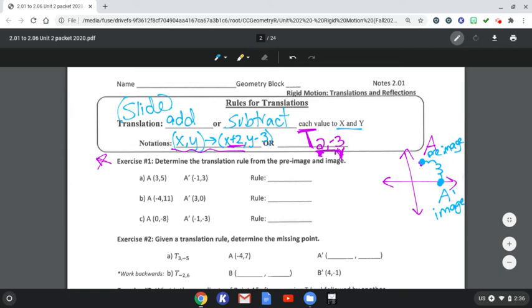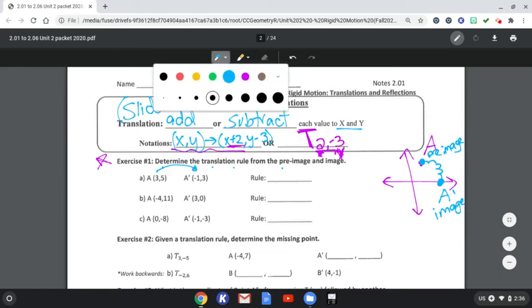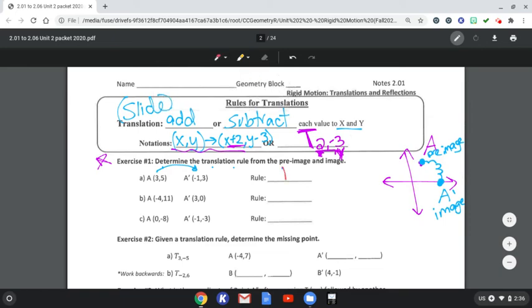So here, exercise 1 says determine the translation rule from the pre-image to the image. So how do I get from A to A prime? And we looked at this a little when we did our midpoint formula, but we're making it a little bit more official here. So we're going to start with the big T for our translation. And how do I get from a 3 to a negative 1 from the X values? I would subtract 4. And how do you get from a 5 to a 3 in the y direction? You subtract 2. So this is a translation 4 to the left because x direction goes left to right and 2 down.